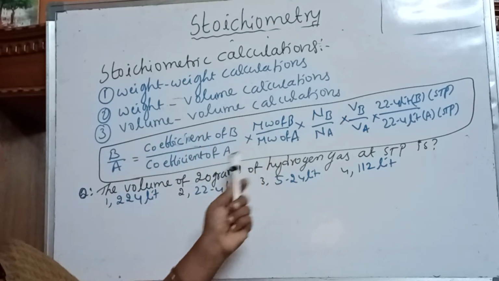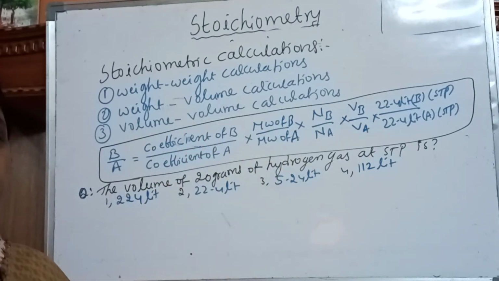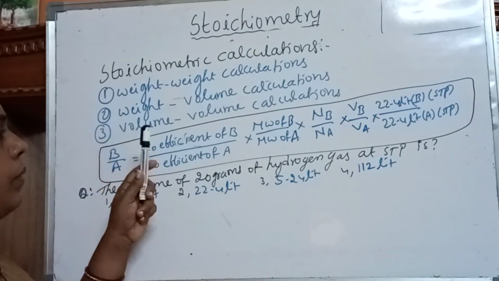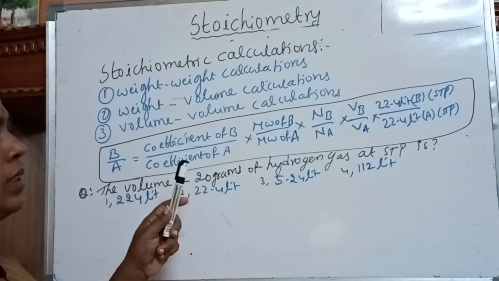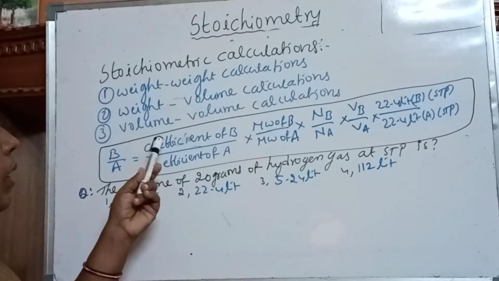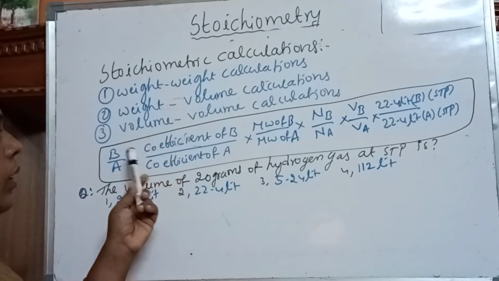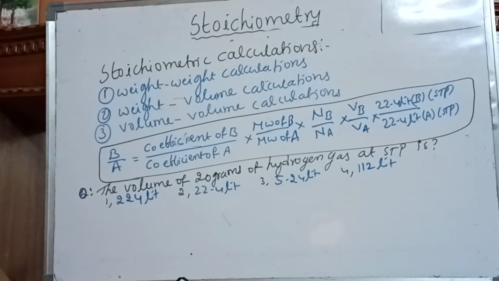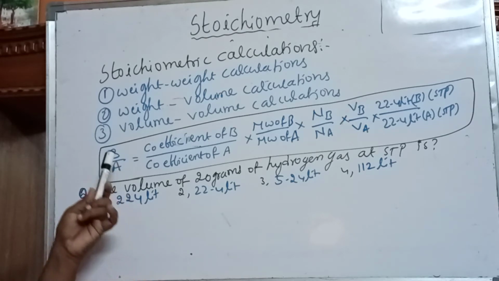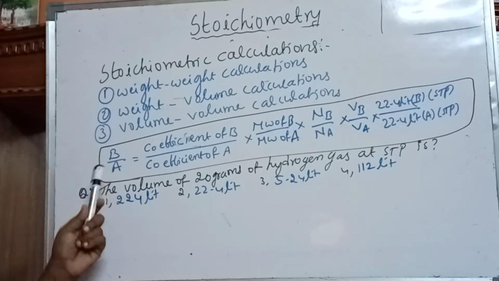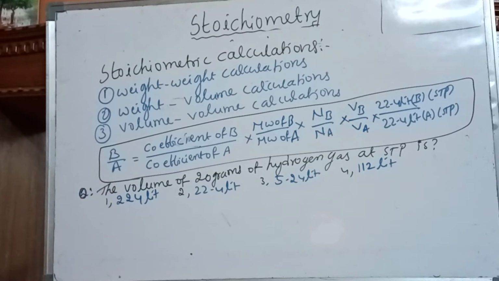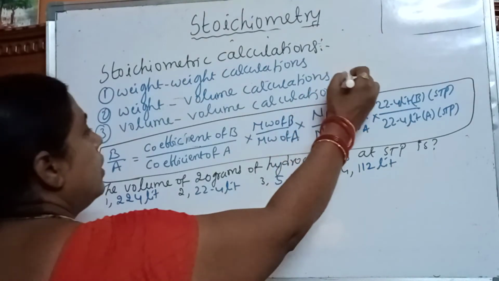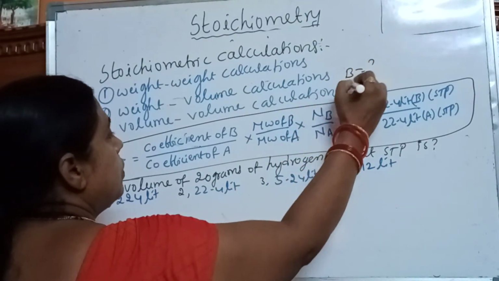Generally, by using this one trick, you have to remember. By using this formula, we can calculate stoichiometric problems or stoichiometric calculations easily. By remembering this formula, you can calculate any stoichiometric problem. Stoichiometric calculation problems are very easy. So what is that here? B by A. You have to remember, B means unknown. B is what you have to calculate. A means given.